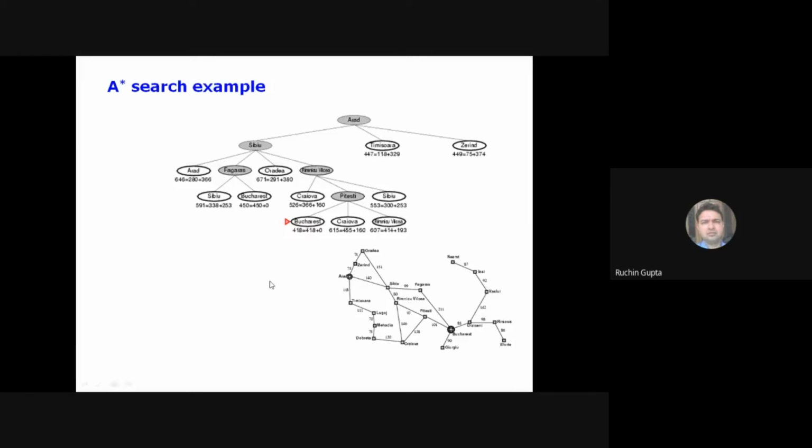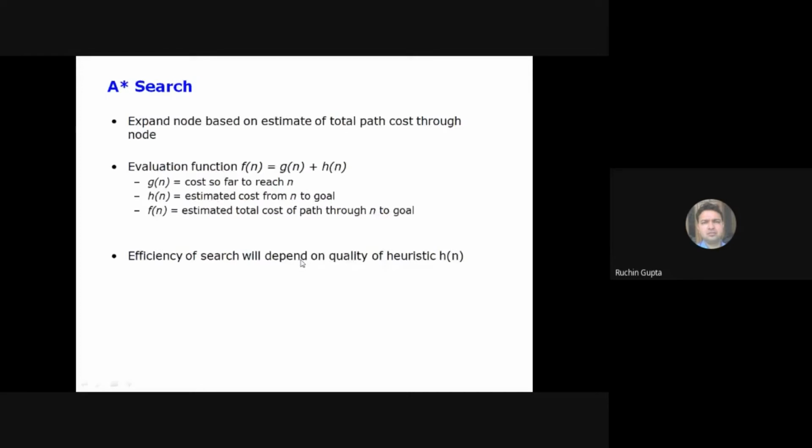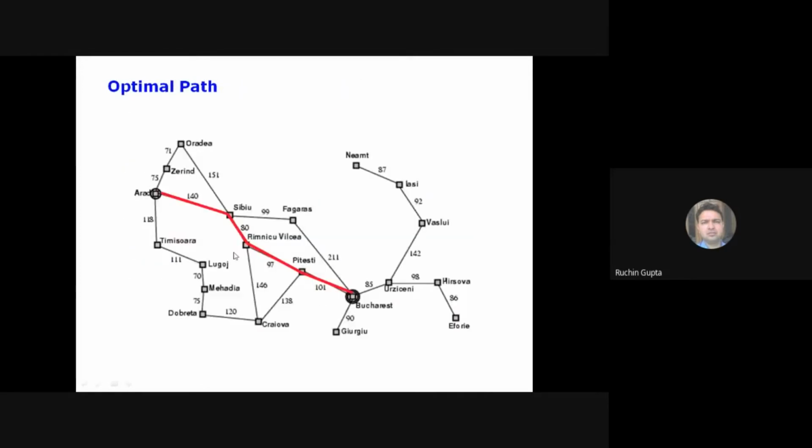Right. So what is the path it is finding? What is the path from Erard to Butch waste it is finding? The path is Erard to Siblu, Siblu to Rimokha, then Pitesi, then Butch waste. And we know that this was the optimal path for this problem.